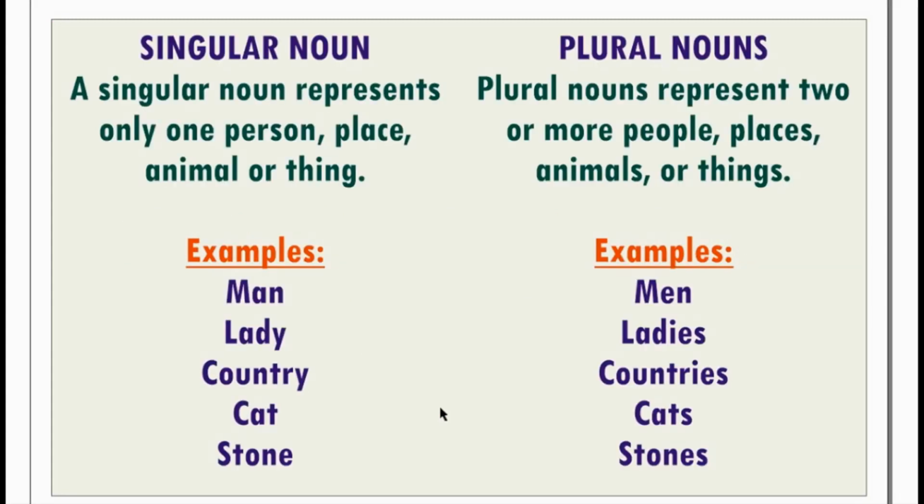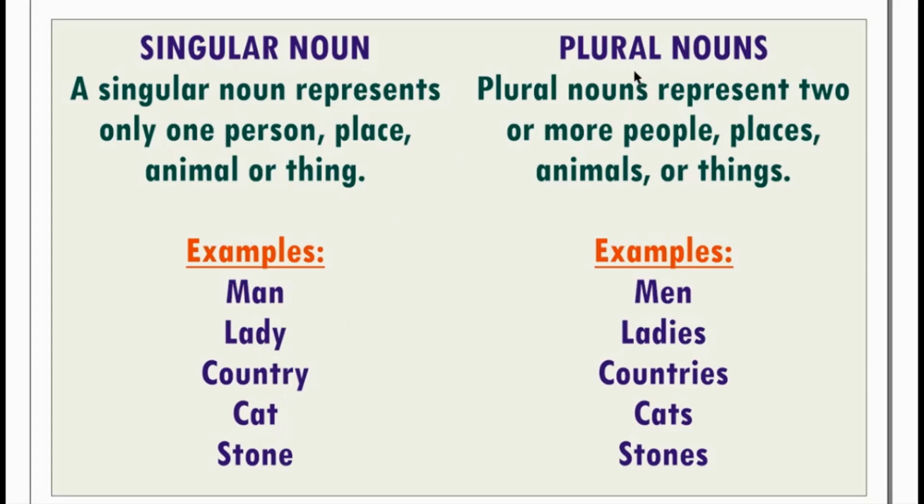Now let's begin with singular nouns. A singular noun represents only one person, place, animal, or thing. Of course, this topic is to some extent basic. Singular nouns refer to only one noun. So for example, we have man, just one man, lady, country, cat, stone. All of these are singular nouns, just one. One man, one lady, one country, one cat, and just one stone.